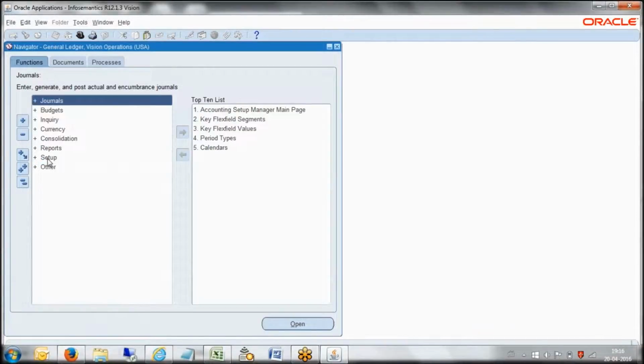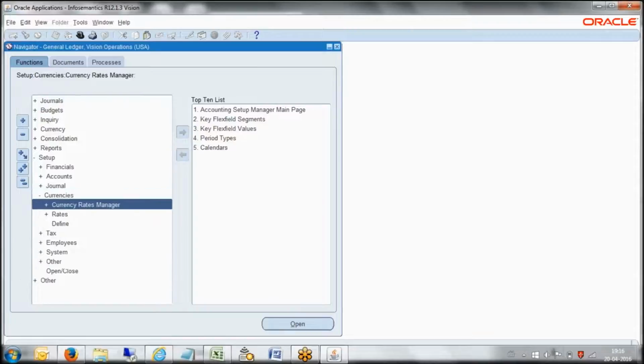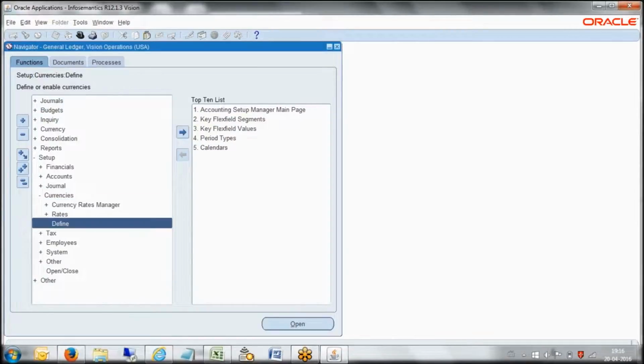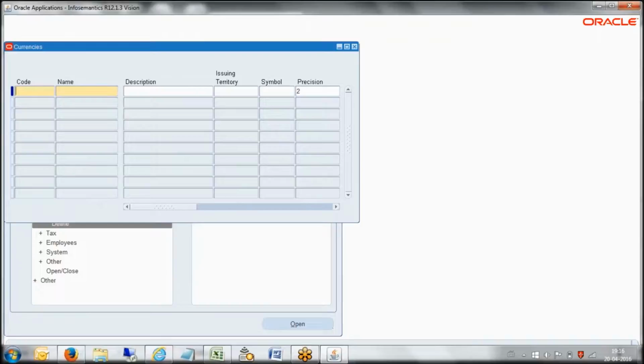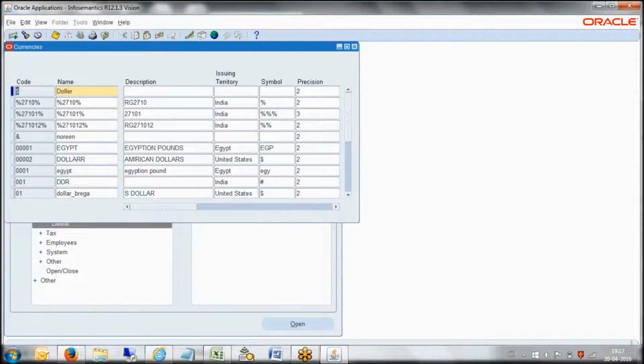Navigation screens will remain the same. The only difference is the responsibility name. To navigate to the screen where we define currency, it is setup, then currencies, and then define. If I press Control F11, which is one command to query up all the data defined through this screen, you can populate everything.